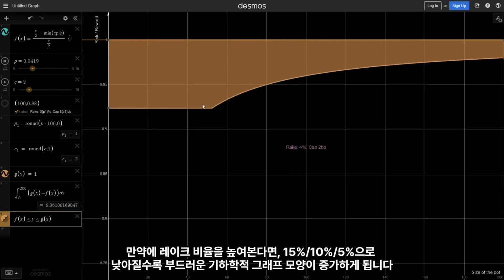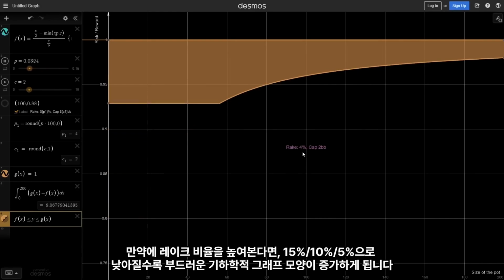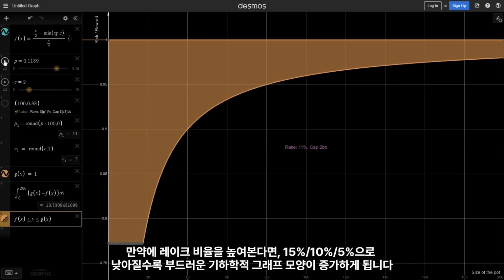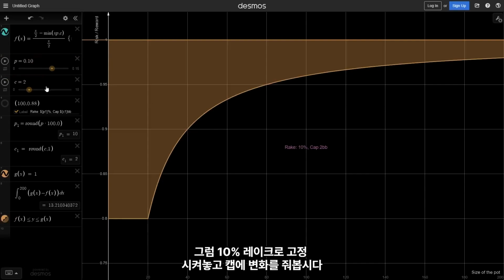Now, what happens as we increase that rake percentage? So this is 15%, 10%, 5%, and lower. And we can see that it increases in this nice, smooth, geometric way. Okay, so let's put that down to 10%. Let's see how this changes as we vary the rake cap.